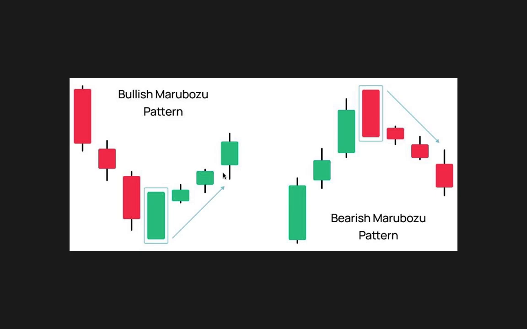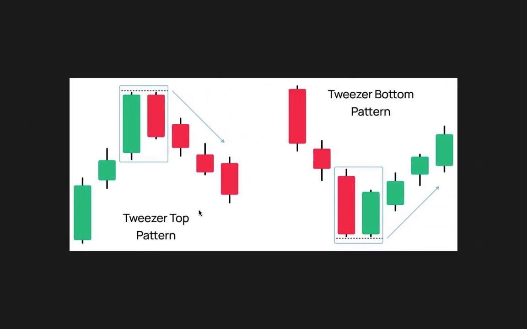So yeah, that is it. We have the tweezer top pattern. In short, it is a reversal pattern. It forms when two candlestick bodies have the same high. In an uptrend, you can see that these two candlesticks have the same high. In a downtrend, these candlesticks have the same low. This pattern shows a struggle between buyer and seller, and it can signal a potential trend reversal.